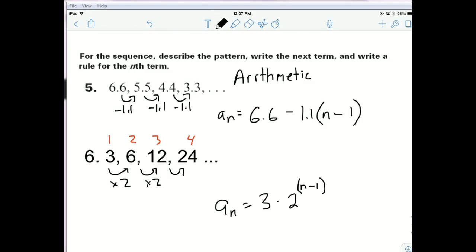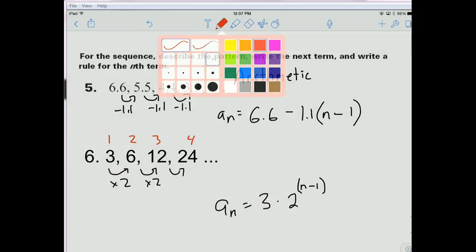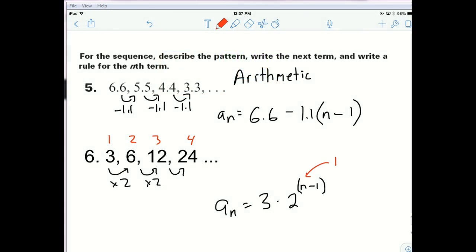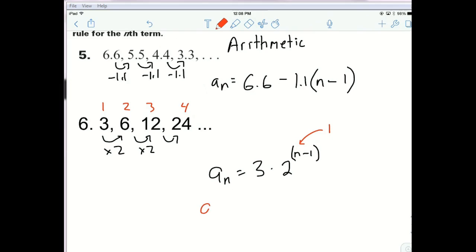Because when you plug in a 1 here, if we did not have the n minus 1, if it was just n, it'd be 2 to the first, and 3 times 2, that's 6, and that's not the first term. So you kind of have to delay that multiplying by 2 for one term, because we're not multiplying by 2 on the first one. The other way that you could manipulate around that is to go backwards.